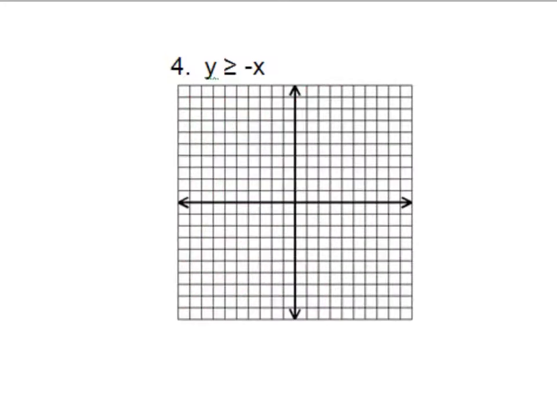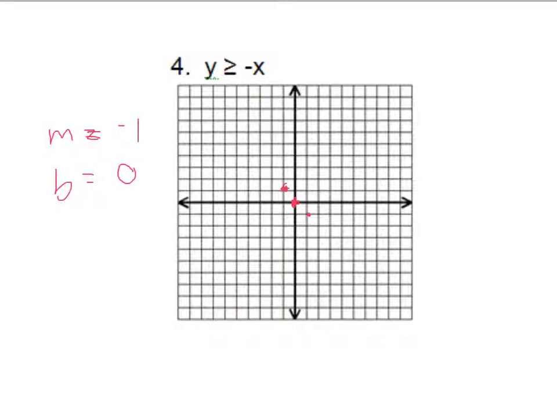Alright, next example. y is greater than or equal to negative x. Okay, so to graph this line, I'm going to be looking for my slope and y-intercept. My slope is negative 1, the number attached to the x, and my y-intercept is 0. So I'm going to plot a point right at the origin, and then use my slope to get another point. I'll actually use my slope to get 2 points.